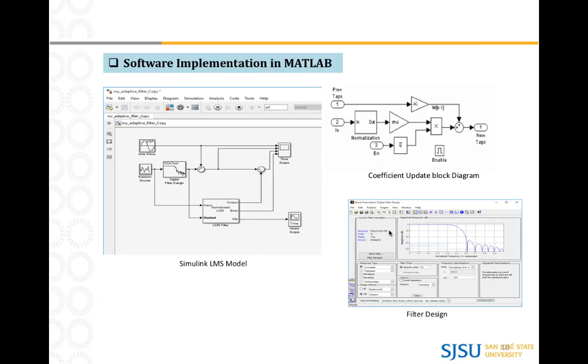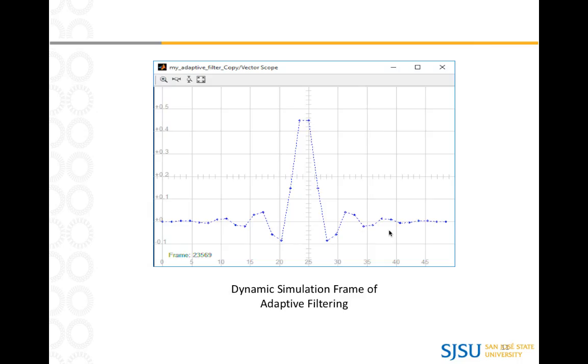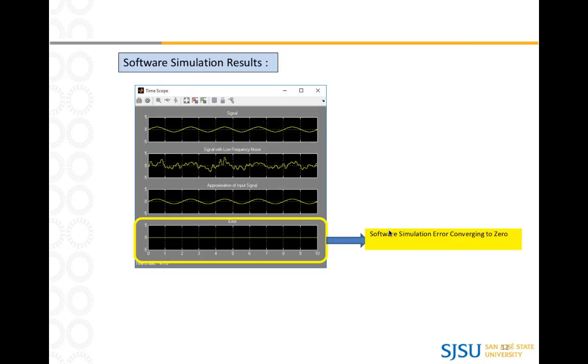And the block diagram of the updated coefficients, how the coefficients are updated, you can see in the block diagram at the right hand top corner. And next the filter design, as I said, we used the Butterworth filter. This is a dynamic simulation frame of adaptive filtering. It goes on increasing as the frame rate increases. For example, the frame rate shown is 23569. As it is a dynamic simulation, the frame rate goes on increasing and the filtering process continues forever.